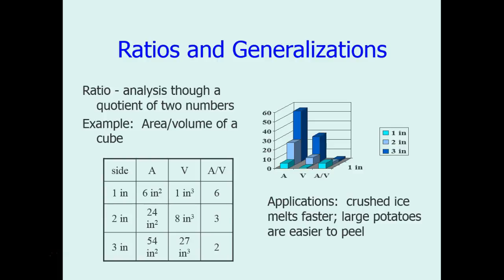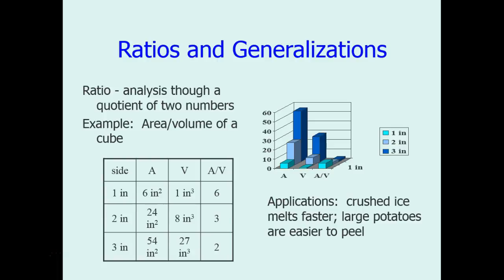The 1 inch cube is here. The surface area for the 1 inch cube is 6, so it's a little bit more than halfway up to 10. The volume is a tenth of the way up to 10, but the area to volume ratio is again 6.